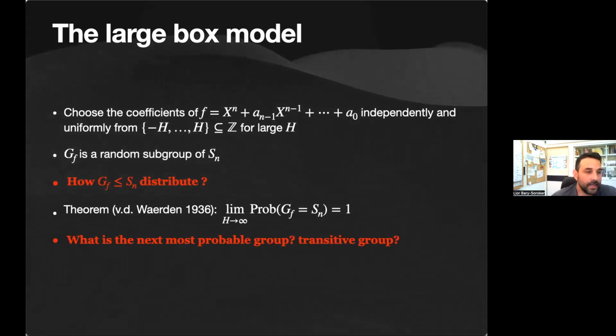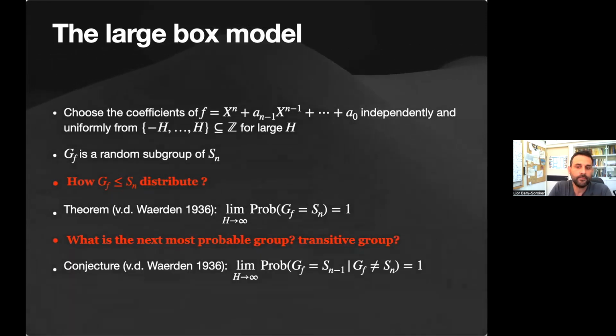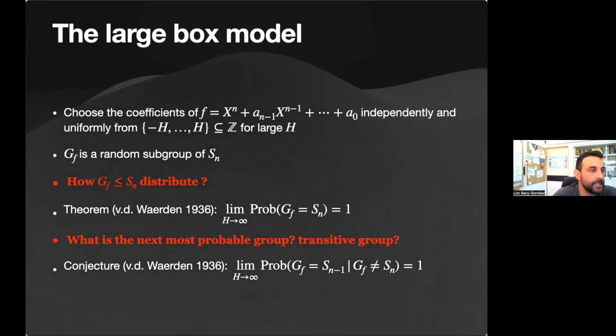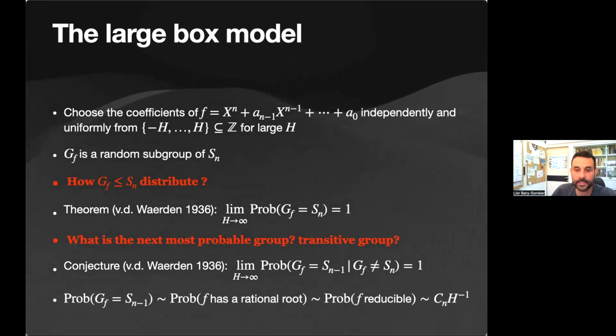And a question that I think already van der Waarden asked is, what is the next most probable group? Is it a transitive group or is it a non-transitive group, for example? So van der Waarden conjectured that the next most probable group is Sn minus 1. So it's the group with a fixed point, which corresponds to polynomials with a root. So this was a conjecture he made in 1936.